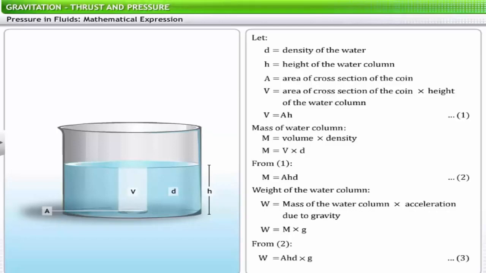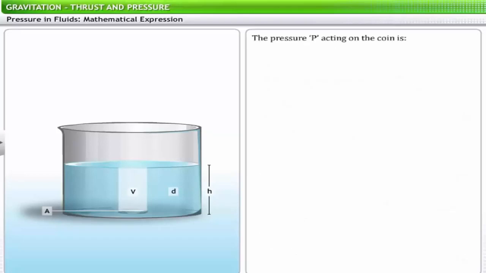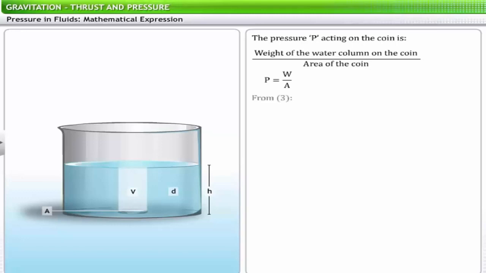Weight of the water column acts normally on the object. Thus, the pressure P acting on the coin is the ratio of weight of the water column to the area of the coin. That is, P is equal to W divided by A. From equation 3, we know W is equal to the product of A, h, d and g. This gives the expression of fluid pressure P. P is equal to h d g, where h is the height of the water column, d is the density of the water, and g is the acceleration due to gravity. Using this expression, you can calculate the pressure applied by a fluid on the walls as well as the base of a container. The pressure at a point in a fluid is equal in magnitude in all the directions.